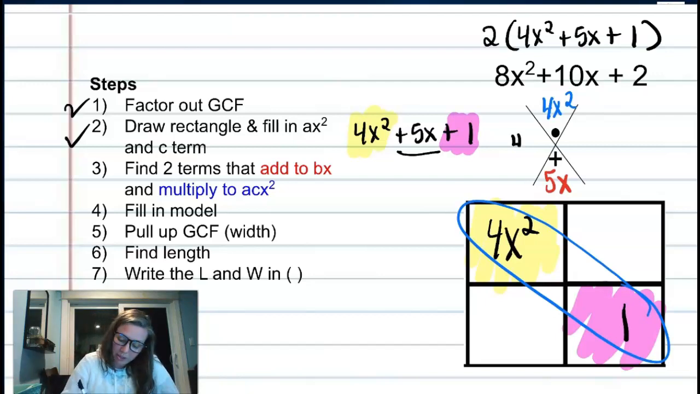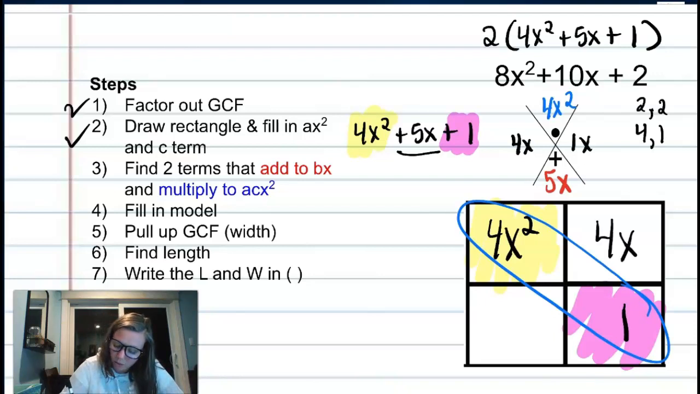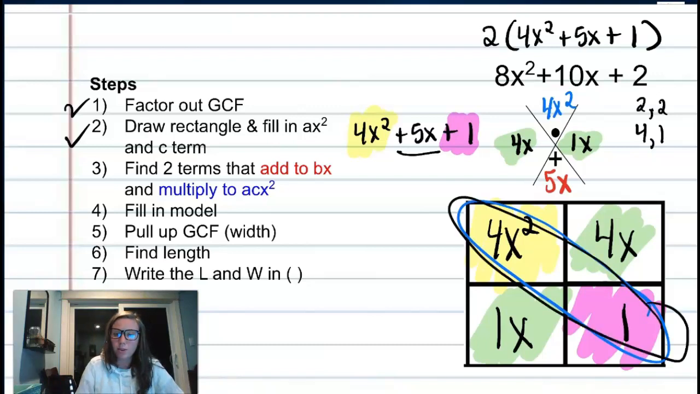And this is actually very similar to the last one because it's just 4x and 1x. And sometimes you have to think about what numbers can I multiply to get 4? 2 and 2, 4 and 1, right? 2 and 2 does not add to 5. So 4 and 1 adds to get 5x and multiplies to get 4x squared. So 4x and 1x. And again, it doesn't matter which ones you put where, but these two terms are the ones that we fill in here. And again, you can do a quick check. They definitely add to 5x, which is good. That's our middle term. And if I multiply this, I get 4x squared. If I multiply that, I also get 4x squared.